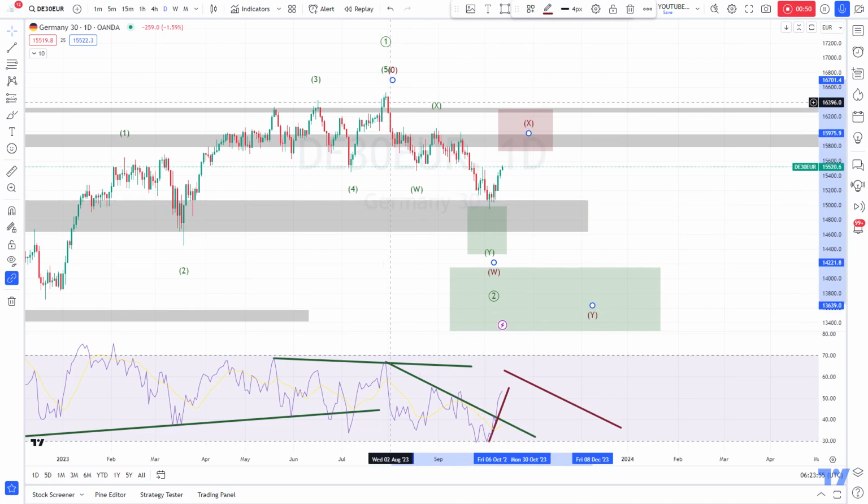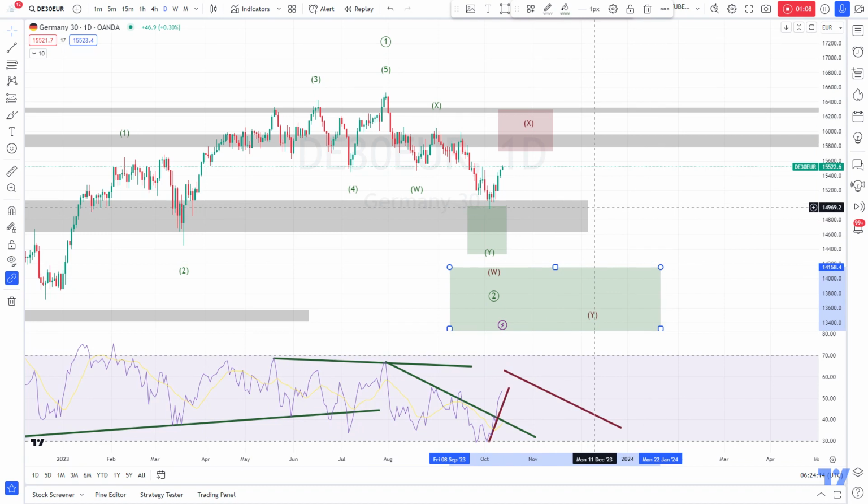And if we get this bigger WXY correction, then the path should be that we first go into this wave X area from here, and that we then have another three-wave move down, probably here into the wave 2 area. So this is what we are looking at.